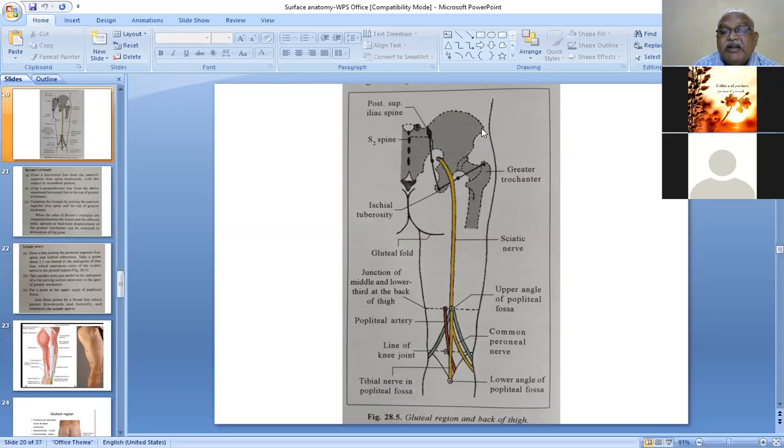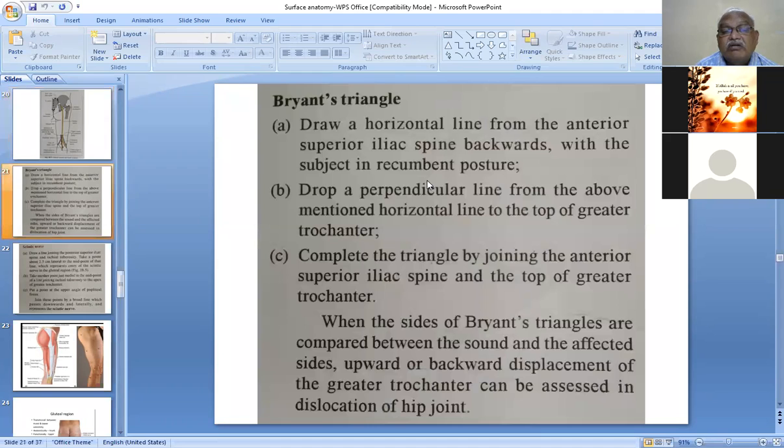Posterior superior iliac spine, anterior superior iliac spine, anterior inferior iliac spine. Like that, you see, this is the sacrum, where the two pelvic bones are joined. This is the coccyx.